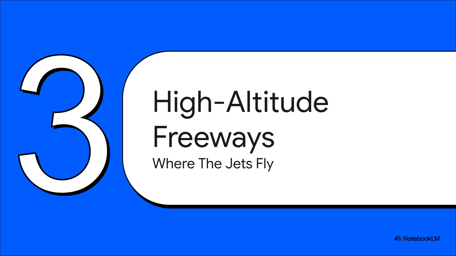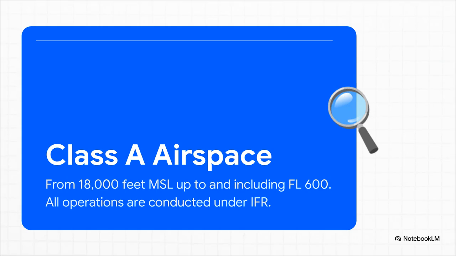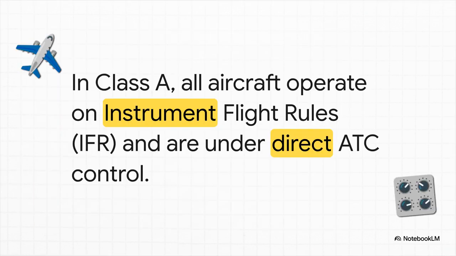All right, our flight has left that busy airport behind, and now we're climbing way, way up to our cruising altitude. We're leaving all those complex layers near the ground and entering the super orderly, high-speed freeways of the sky. Way up here, starting at 18,000 feet, it's all Class A airspace. And the rule in Class A is simple. Every single plane, no exceptions, is flying under what's called Instrument Flight Rules, or IFR.